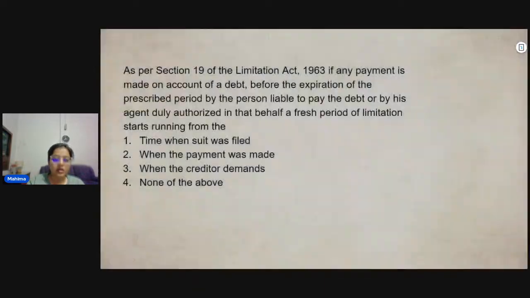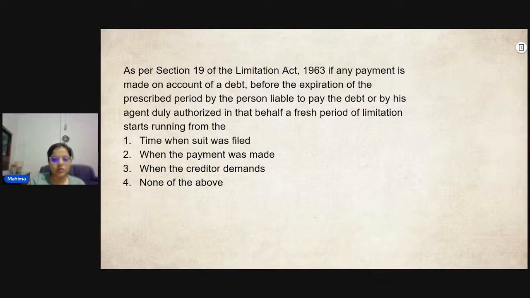Yes. Correct. As per Section 19, if any payment is made on account of a debt before the expiration of the prescribed period by the person liable to pay the debt or by his agent duly authorized in that behalf, a fresh period of limitation starts running from: A, the time when the suit was filed; B, when payment was made; C, when the creditor demands; or D, none of the above?